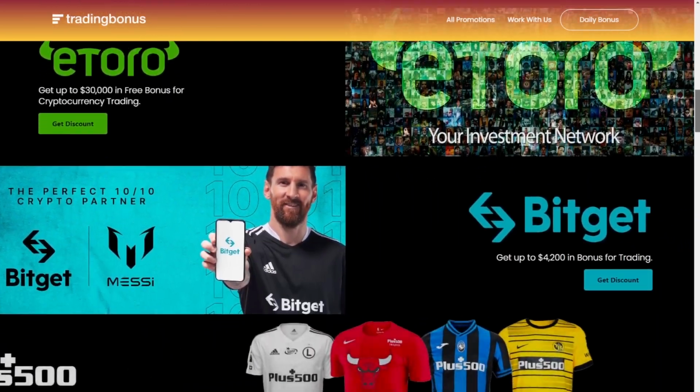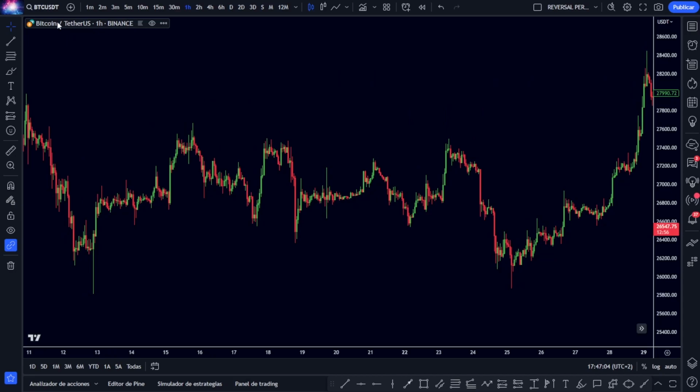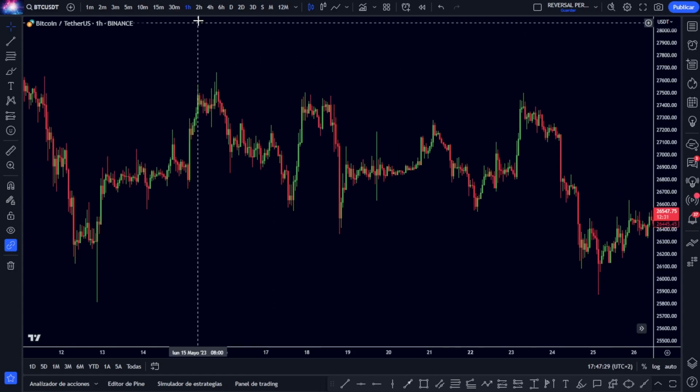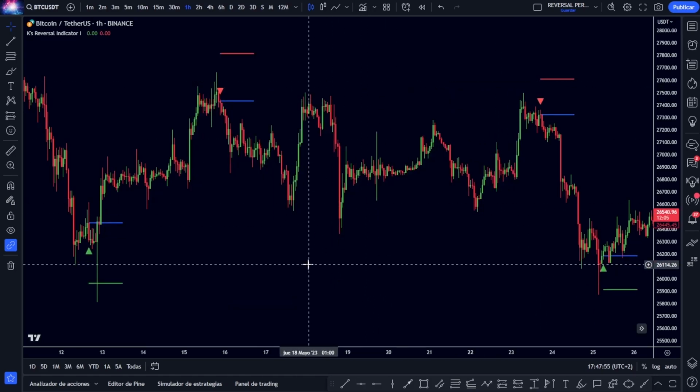Well, we are already on the chart, in this case Bitcoin with USDT, on the 1 hour time frame, because I want you to see all the information that this indicator gives us first on the hourly time frame, then we will go down to 5 and 15 minutes. We look for the KS Reversal Indicator 1 by Sofian Kabar, click on it, and we get something like this.